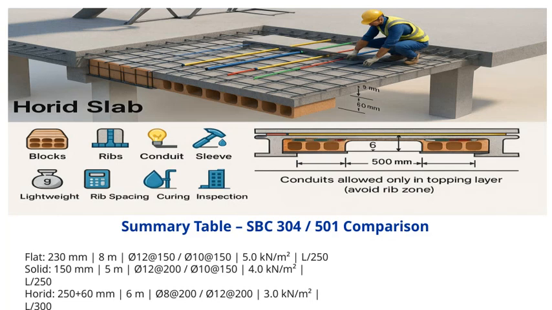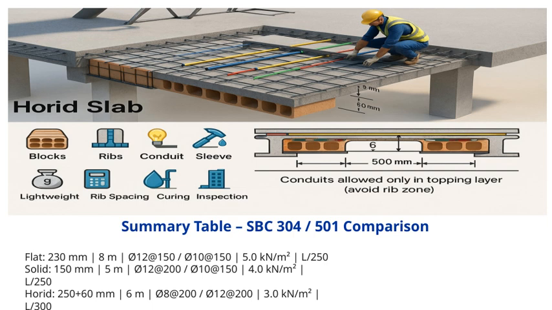Let's take a closer look at the summary table comparing SBC 304 and SBC 501. First, for the flat section, we have a thickness of 230 millimeters with a span of 8 meters. The reinforcement details are O/12 at 150 millimeters and O/10 at 150 millimeters. The allowable load is 5 kilonewtons per square meter and the L250 deflection limit.